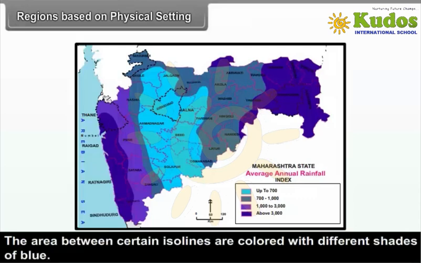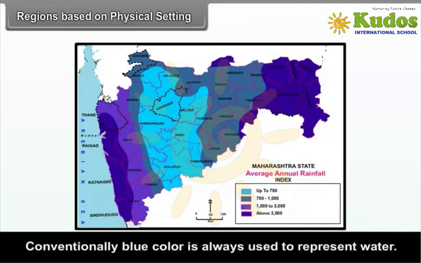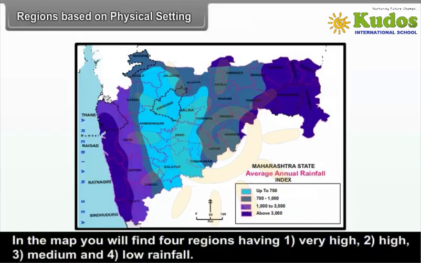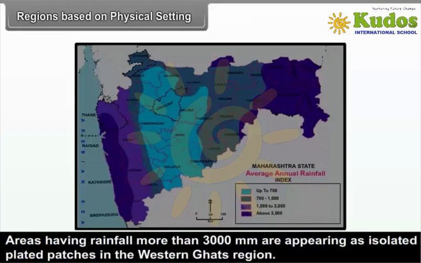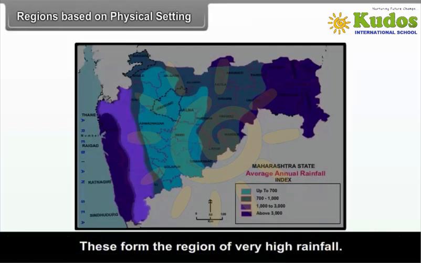The areas between certain isolines are colored with different shades of blue. Conventionally, blue color is always used to represent water. In the map, you will find 4 regions having very high, high, medium and low rainfall. Areas having rainfall more than 3000 mm appear as isolated patches in the Western Ghat region. These form the region of very high rainfall.